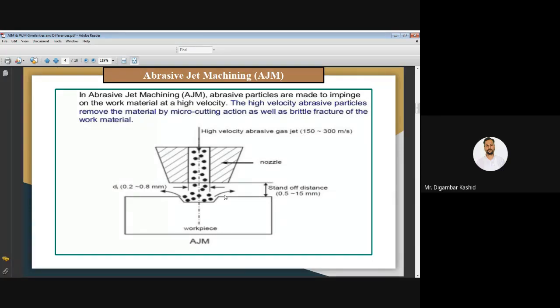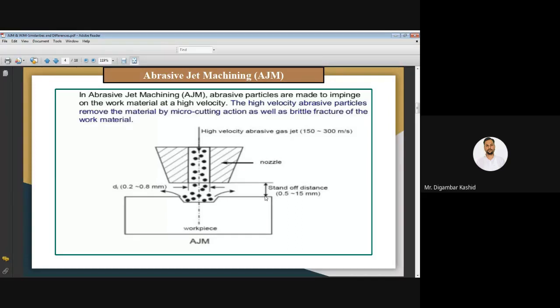Now please note on this one also, as all these processes are non-conventional or advanced machining processes, there is no physical contact between your tool and workpiece. Here the tool is not there, but through this nozzle you are going to impinge these abrasive particles on your workpiece. So there we have to maintain some standoff distance, that means some distance between the nozzle and the upper surface of your workpiece. It is also called the nozzle tip distance, and for this process you have to maintain 0.5 to 15 mm. This is standard.